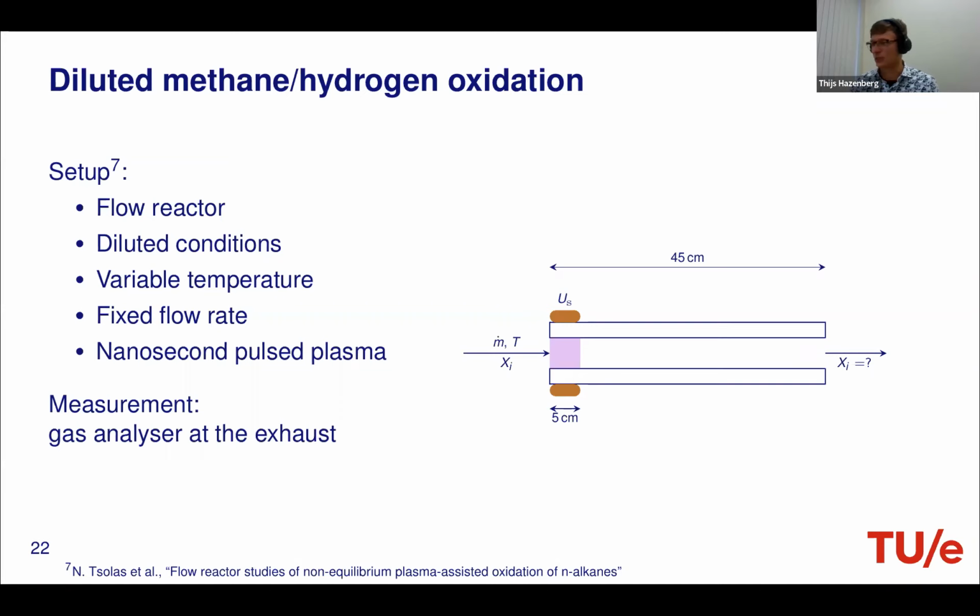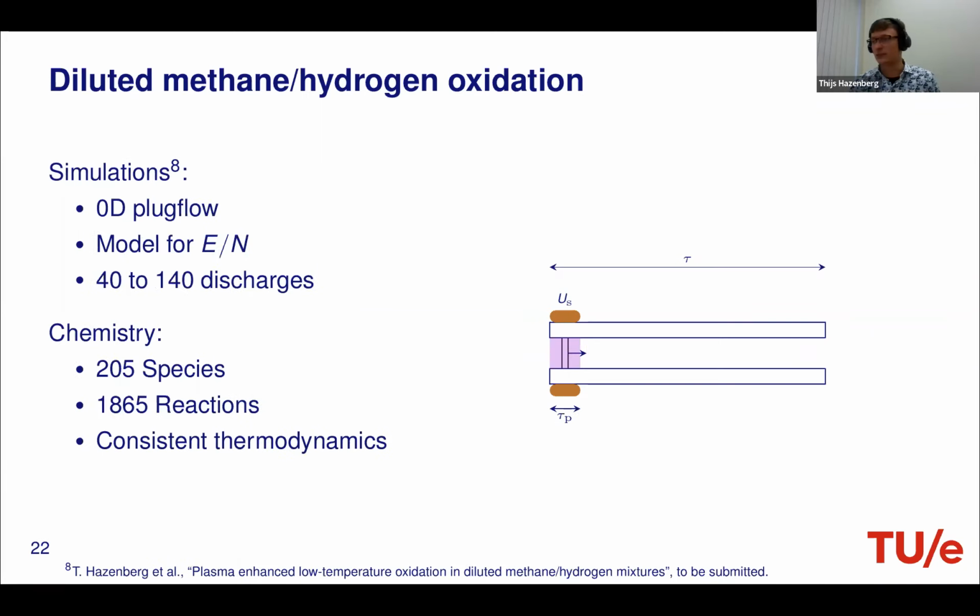The plasma energy is also relatively low. So it's basically a fixed temperature reactor where they are able to modify the temperature of the reactor by a setting. And then the measurements that in this case have been done is at the exhaust, they have put a gas analyzer and they measure the composition of gas.